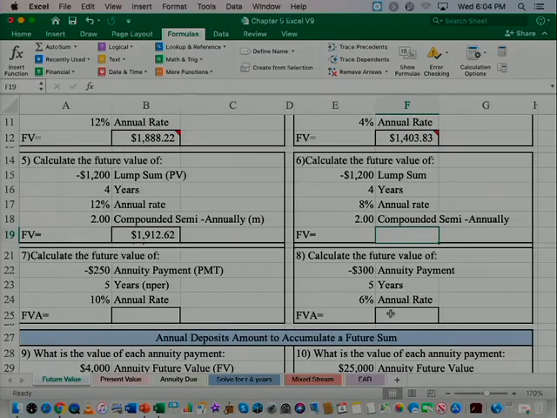Yes? No, because we're dealing with a payment in 7. So number 7 is different. Number 7, we're talking about an annuity payment, PMT. So we're going to be using a different function for that. Well, same function, but different inputs in a second. I'm just going to tie my shoe because I don't want to trip later.